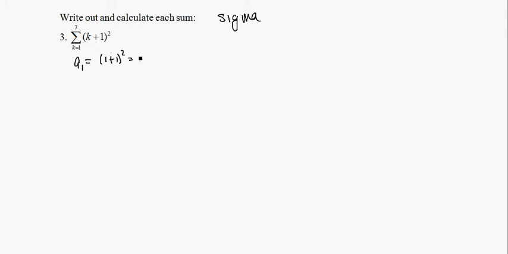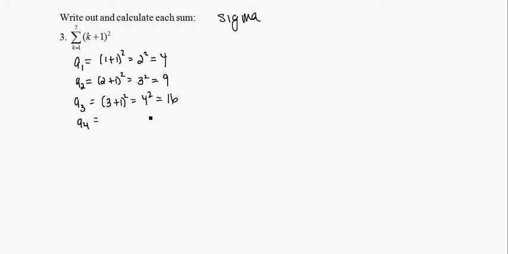1 squared, which is 2 squared, which is equal to 4. Our second term will be 2 plus 1 squared equals 3 squared, which is equal to 9. Our third term is 3 plus 1 squared equals 4 squared, which is 16. And hopefully you see the pattern that we're just dealing with perfect squares, one greater than the term number.